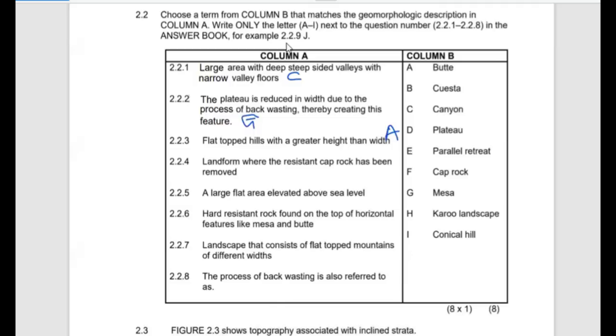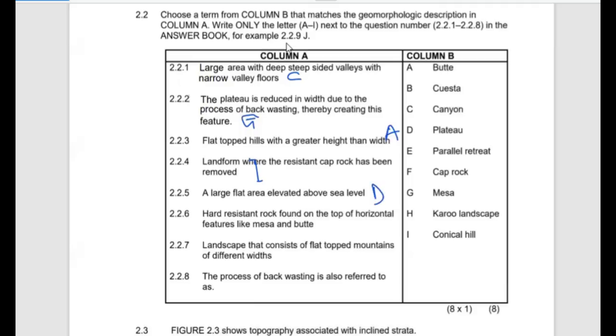Right, that is a conical hill, which is I. A conical hill does not have a cap rock on top. A flat large area elevated above the sea level. A flat area elevated above the sea level. That is definitely a plateau, which is D.